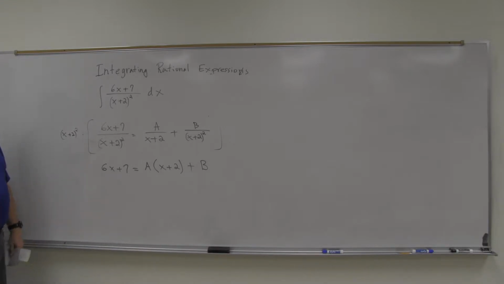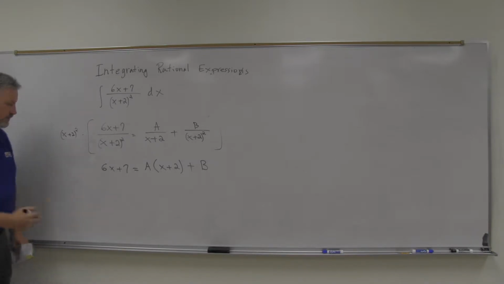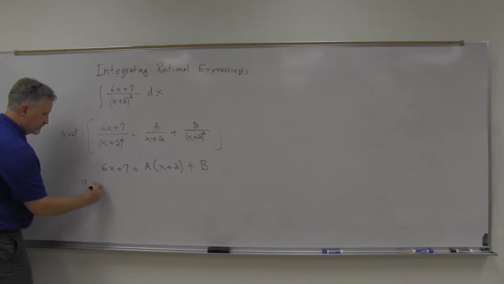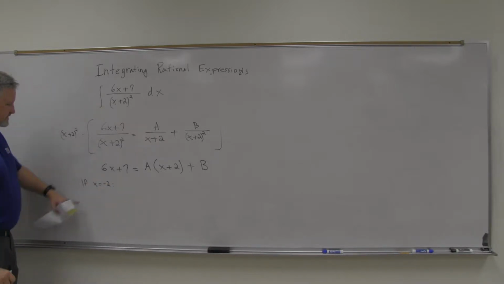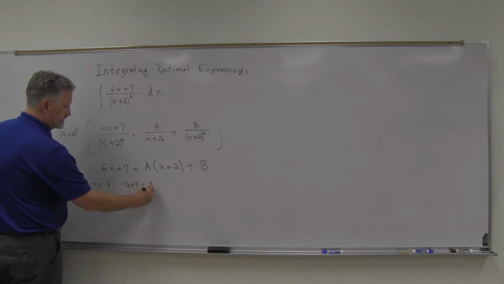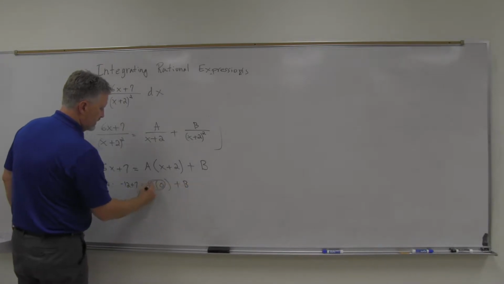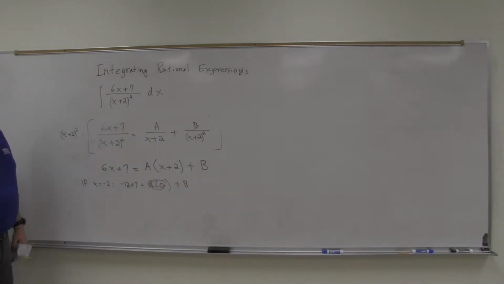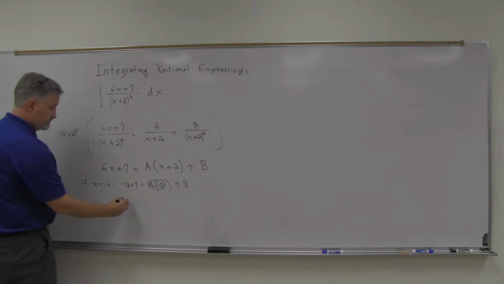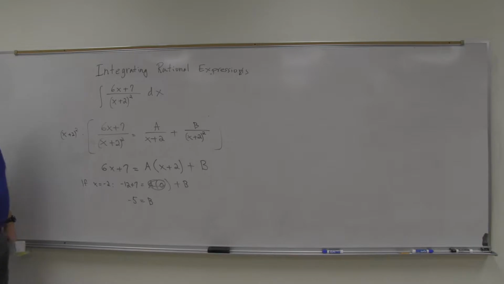All right. Use our same little trick. What do you want to choose x to be here? -2, okay. Let's let x be -2. So if x is -2, that makes it -12 plus 7 equals a times 0 plus b. A zeroes out, so we're in good shape because we got b right there. -5 is b.